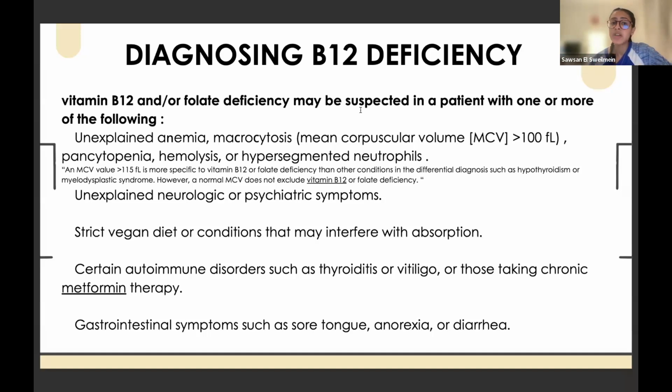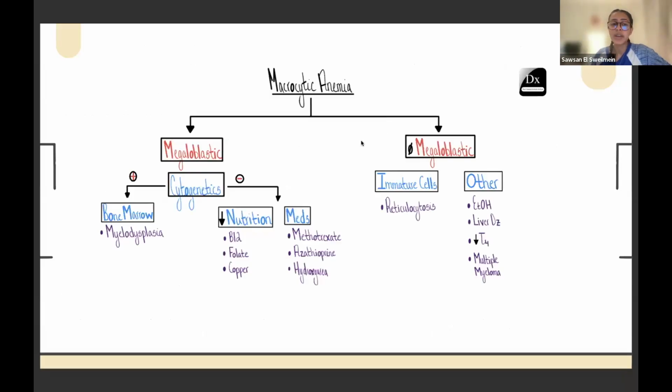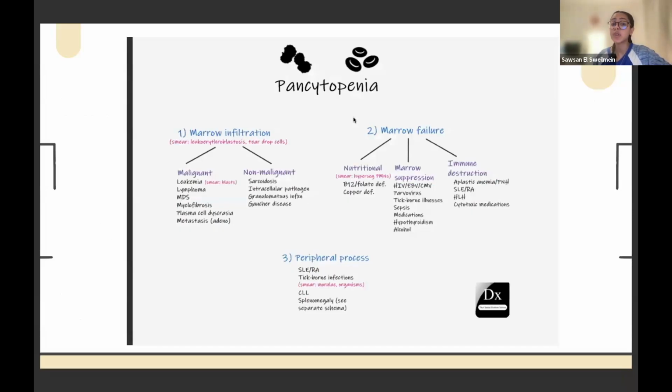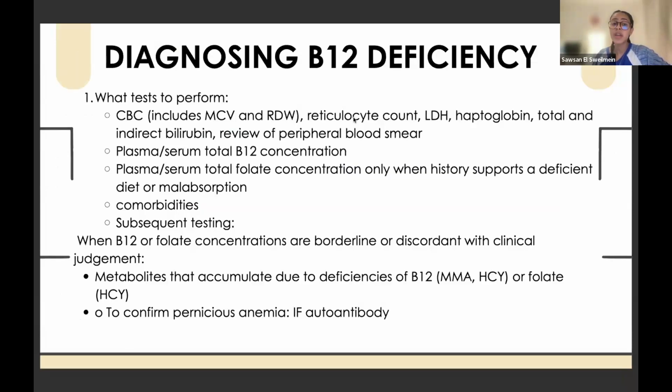So B12 deficiency causes a macrocytic megaloblastic anemia, as we can see in the CP solver schema, and a pancytopenia due to marrow failure. Okay, so in order to diagnose a B12 deficiency, we're going to get a CBC, having the MCV with us, RDW, hemolysis markers, reticulocyte count, a peripheral blood smear. We order plasma serum B12 concentration, and we get the metabolites that accumulate, that are the methylmalonic acid and the homocysteine levels. And if we were suspecting pernicious anemia, we would order the intrinsic factor autoantibody.